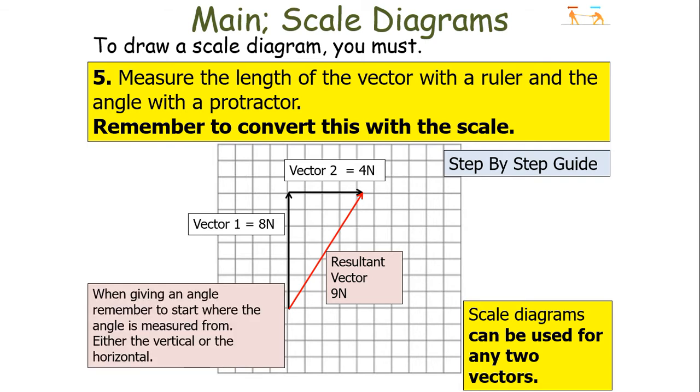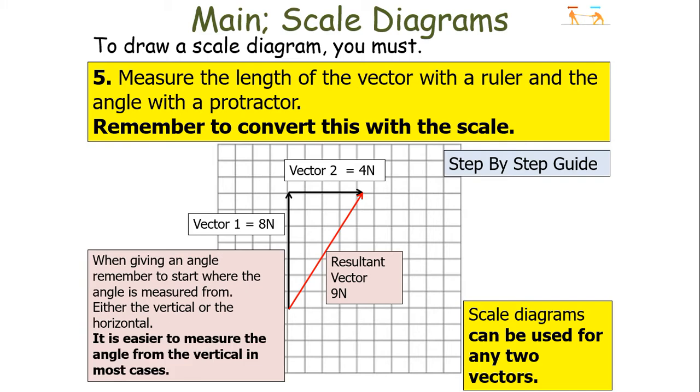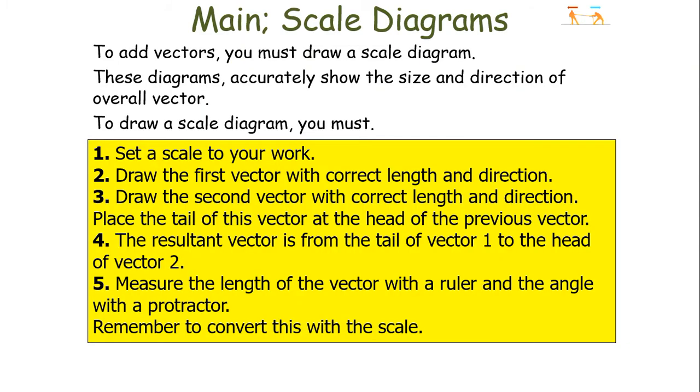Now remember, when you give an angle, you've got to say where the angle is measured from, either the vertical or the horizontal. In most cases in physics, you tend to find the vertical is the easier angle to measure from. So, to add vectors, you've got to draw a scale diagram. These diagrams accurately show the size and the direction of the overall vector.